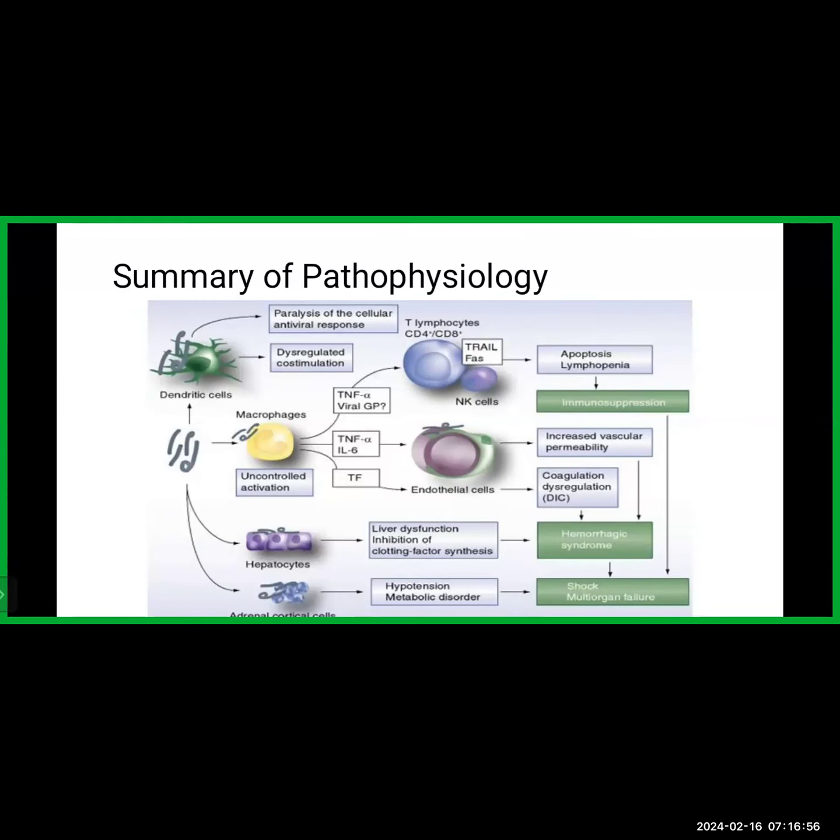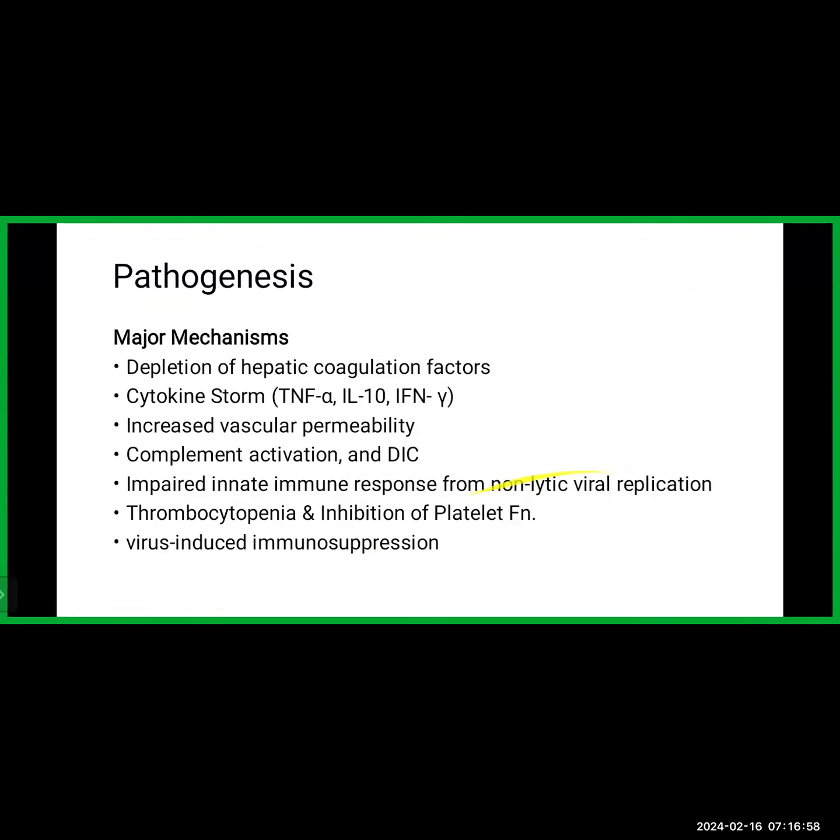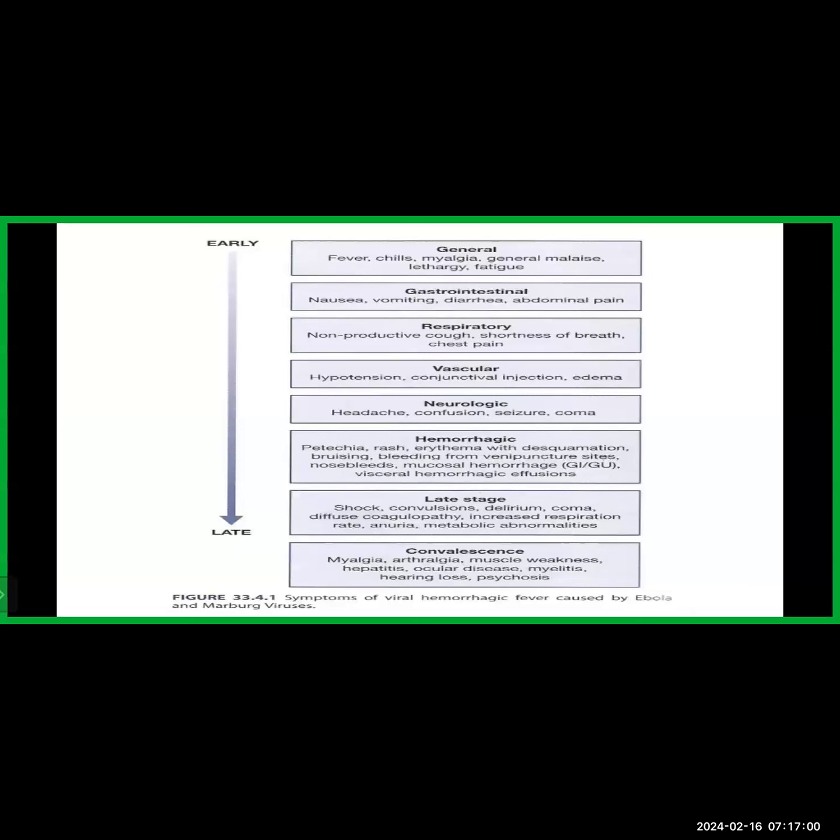The early manifestation, just like most viral hemorrhagic fevers, could be general. Patient can have fever, chills, malaise. Patient can have gastrointestinal signs. Patient can have respiratory symptoms. Patient can have neurologic symptoms also. Then hemorrhagic symptoms like petechial rash, erythema, and at the late stage, patient can have shock, convulsion, delirium, coma, and the likes. And a high index of suspicion is essential in making the diagnosis.